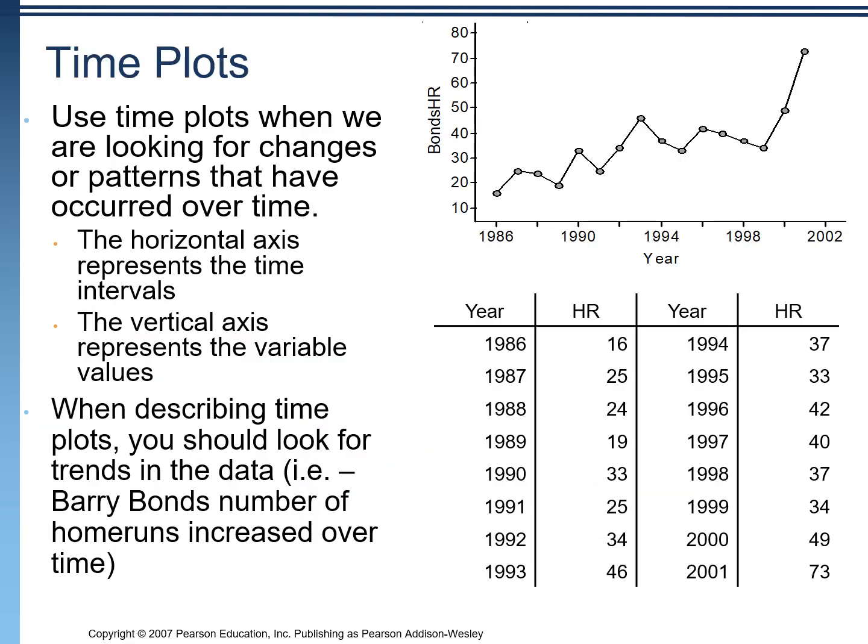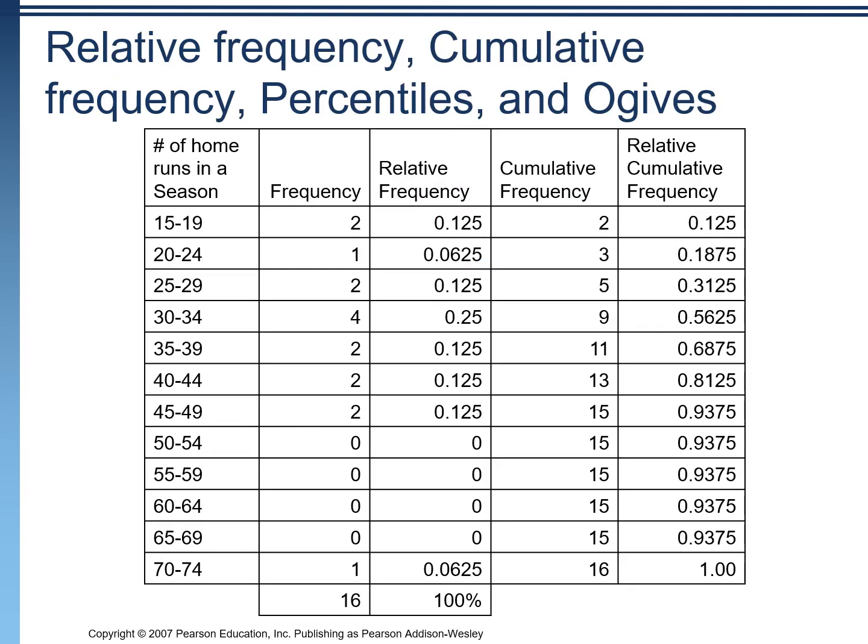The next type of graph is a time plot. Pretty much looks like a scatter plot where the x-axis is time or year. And anytime we look at a time plot, we're seeking out trends in the data. So here we can see that as the years went on, Barry Bonds was hitting an increasing number of home runs. And before we get to this last graph, let's take a look at this frequency table again.